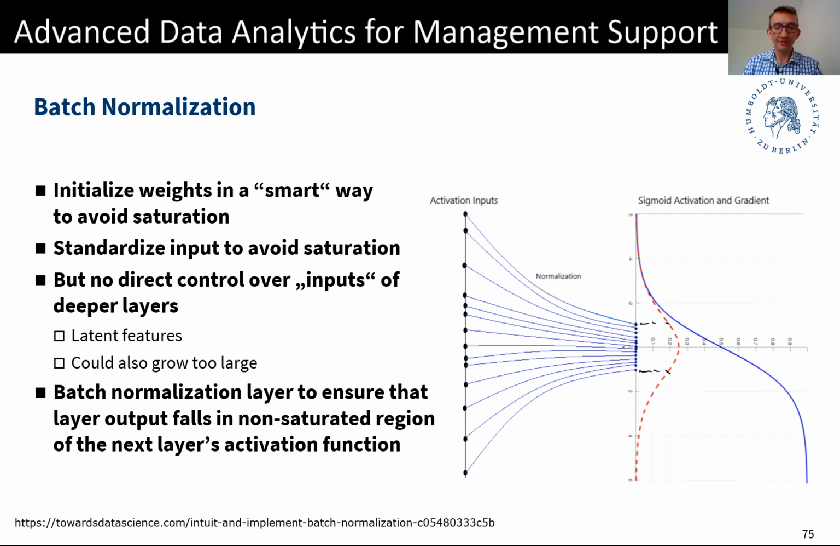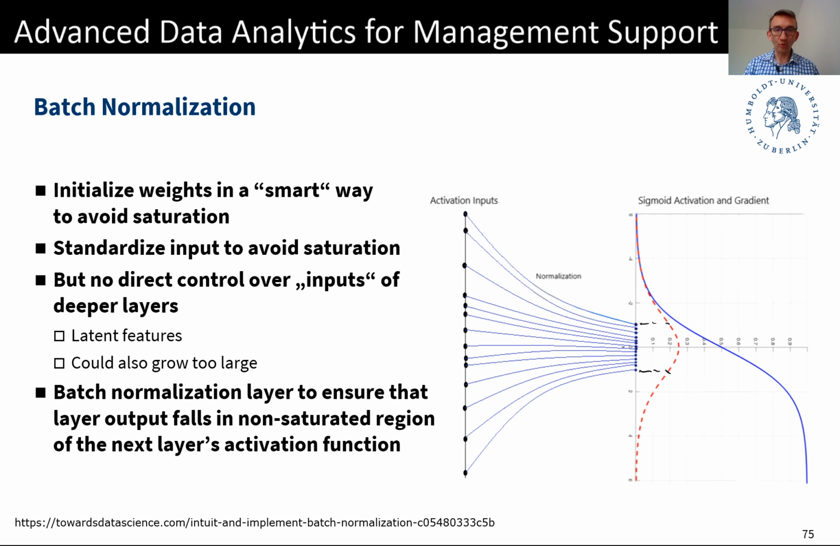Activation input. What's the input to the neurons in one layer? And the input to these neurons will be the outputs of the neurons of the previous layer, aggregated and multiplied by the weights. And this is what we normalize, so that it falls into a certain value range. This approach is called batch normalization.